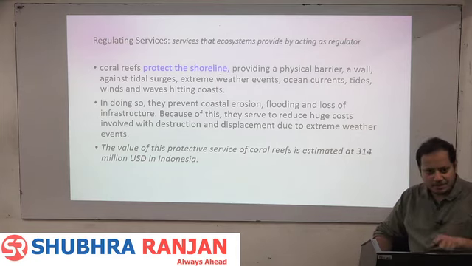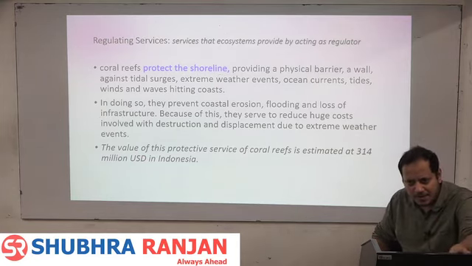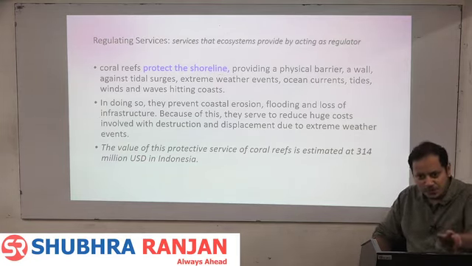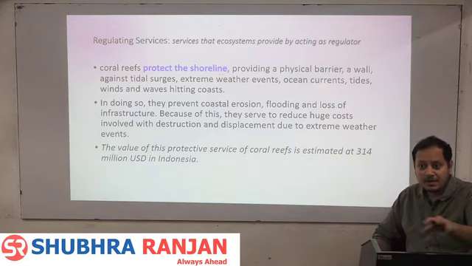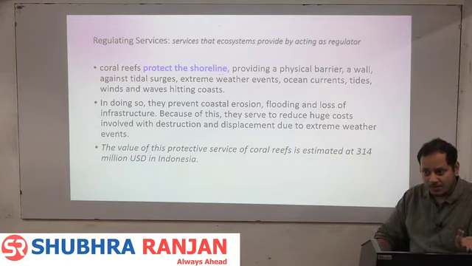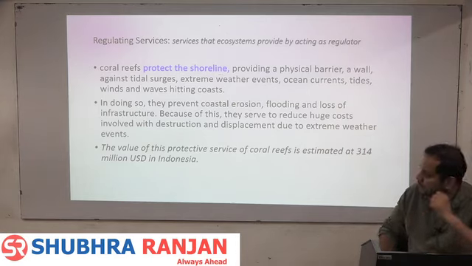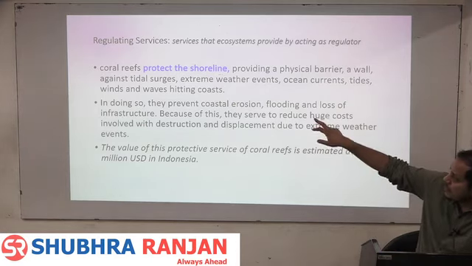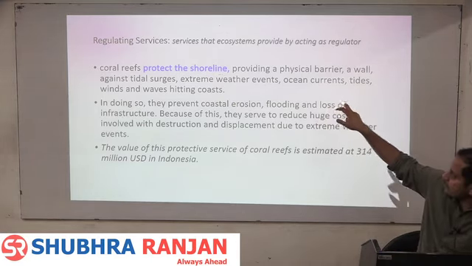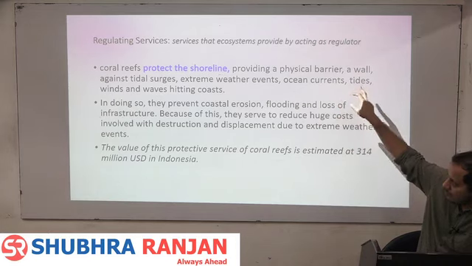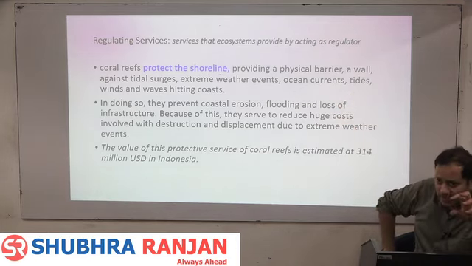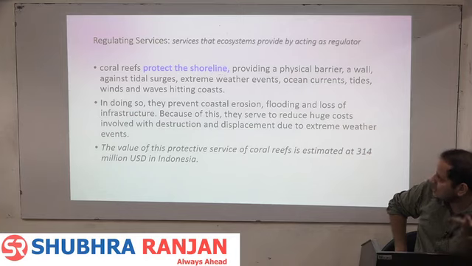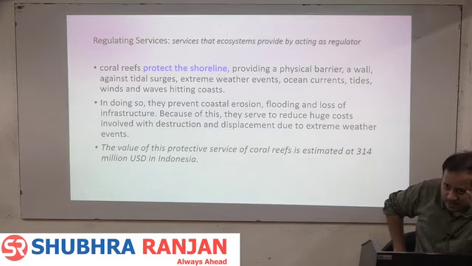That is a provisioning service. Tree gives you wood. That is a provisioning service. Tree gives you fruits. That is a provisioning service. Tree protects you from the storms. That is a regulating or supporting service or protective service. So coral reefs protect the shoreline by providing a physical barrier, a wall against tidal surge, extreme weather events, ocean currents, tides, winds, tsunamis, etc.